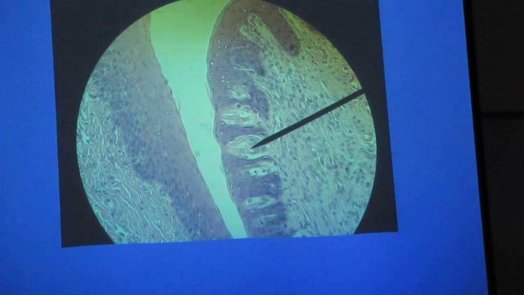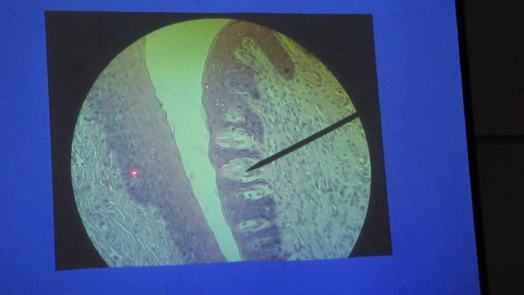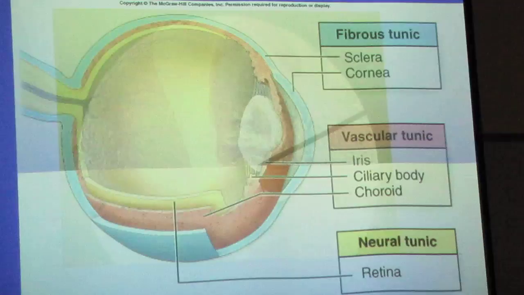Here's a blow up. This is from our actual slides in our class. You can recognize the stratified squamous. And then there's a taste bud.